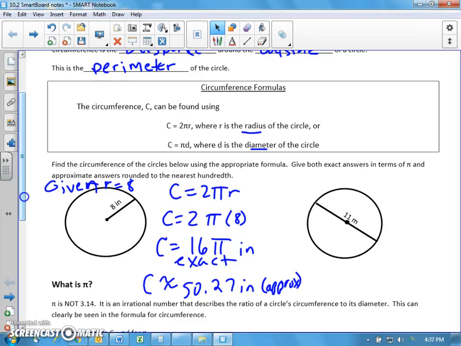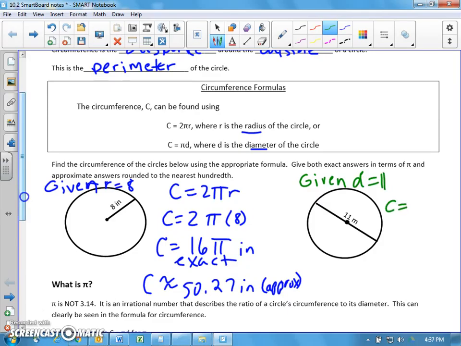So let's look at the next one. This time what you're given is a diameter of 11 meters. So we should use C equals pi times diameter. Stop the video and try this one on your own to make sure that you understand it. Hopefully what you've got is pi times 11, so our exact answer would be 11 pi meters.